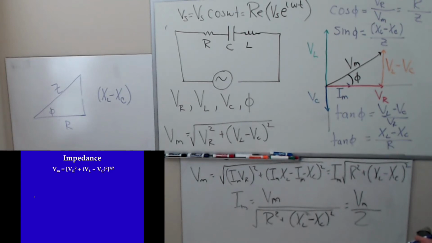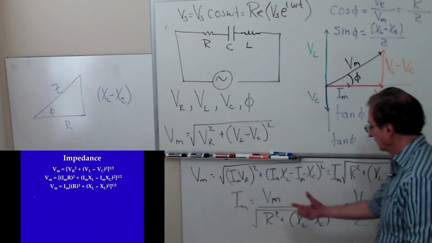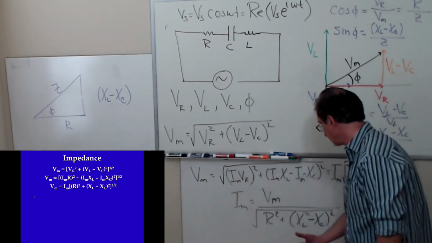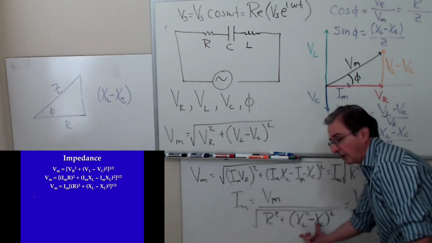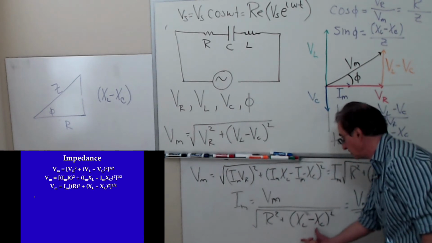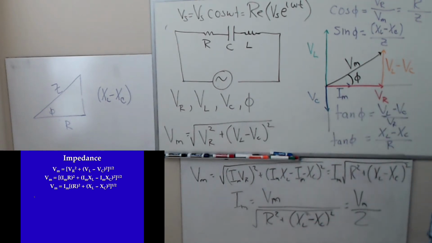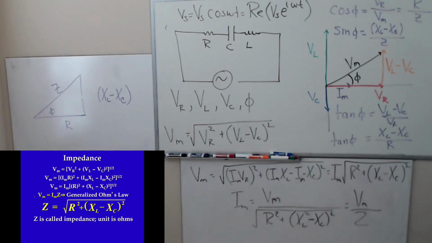Again, the impedance involves the resistive part of your circuit, the resistance, and then this is the reactance. So this is the total reactance of the circuit. This is the resistance of the circuit. And when you write it this way, then you've written Ohm's law in a generalized way. If you look at it, the units for this are ohms.